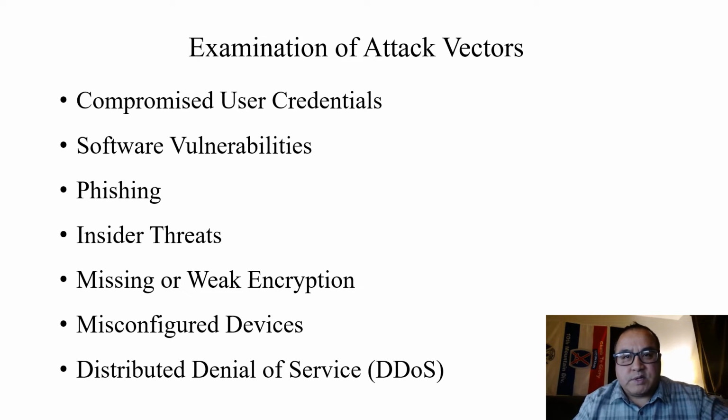Missing or weak encryption happens when users don't encrypt their data. Misconfigured devices is when the IT team has poor training on setting up their servers, sometimes leaving ports open. And then distributed denial of service is when there's an attack on the server, making it useless.